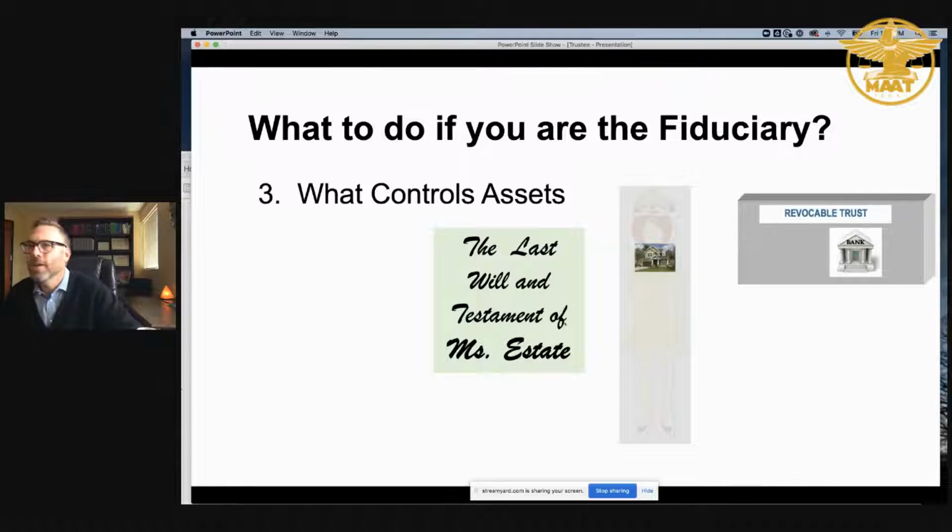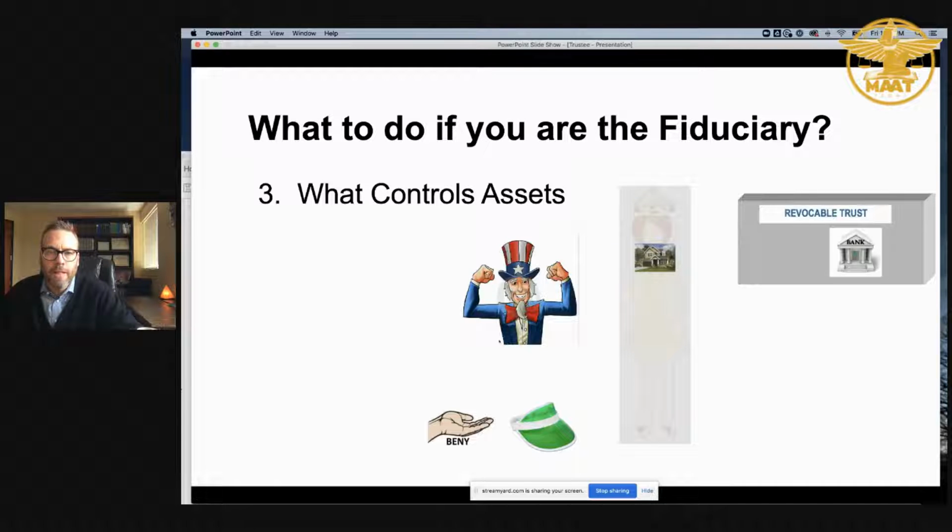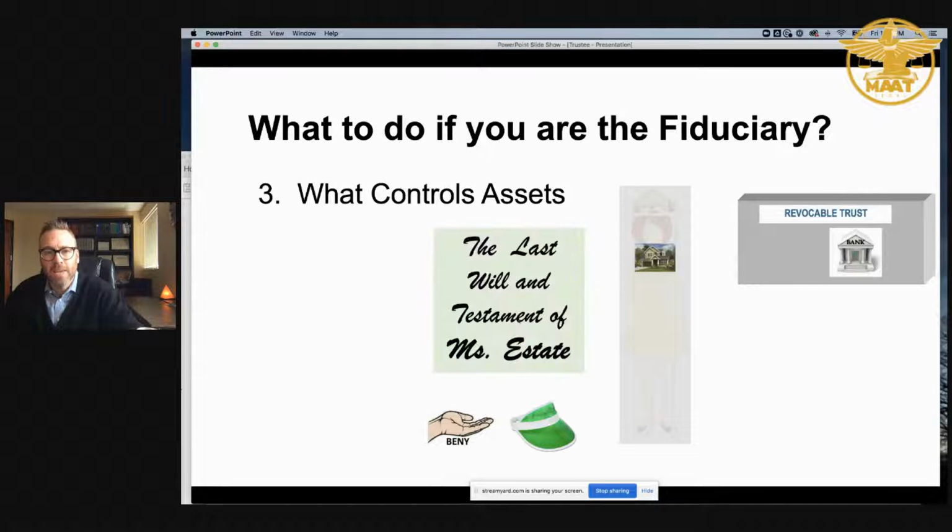So the fiduciary, they need to figure out what assets are out there, what controls. And then, okay, so if it's in the estate, in the name of the deceased person, if they have a last will and testament, that will be controlling. That will say who's in charge is the personal representative, and who the beneficiary is.